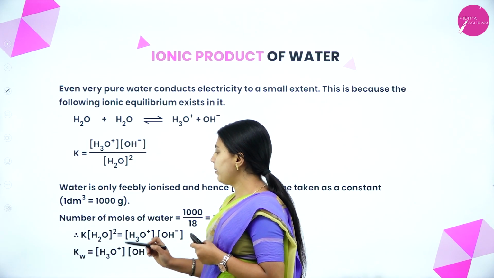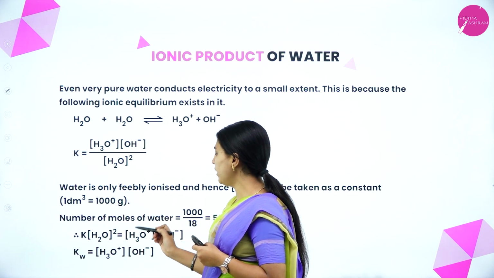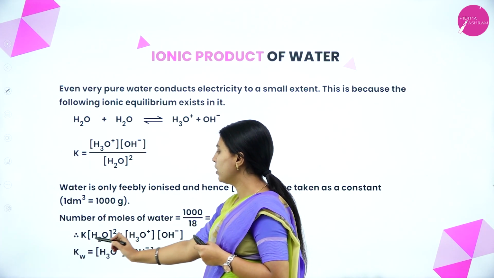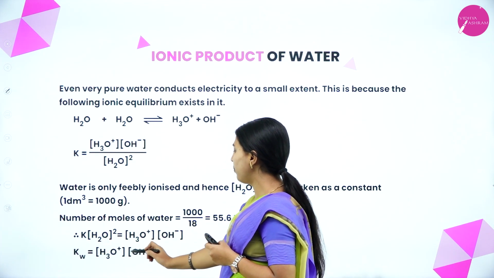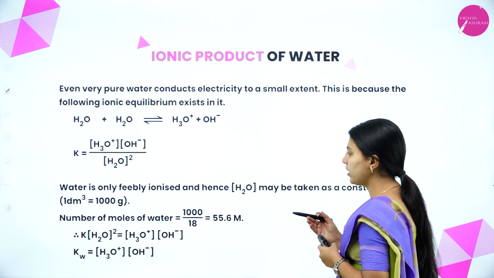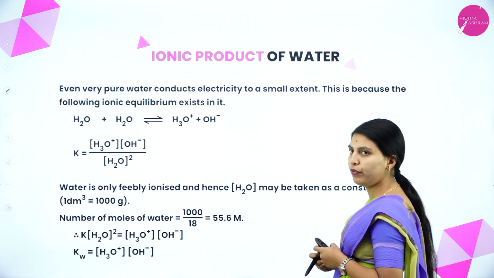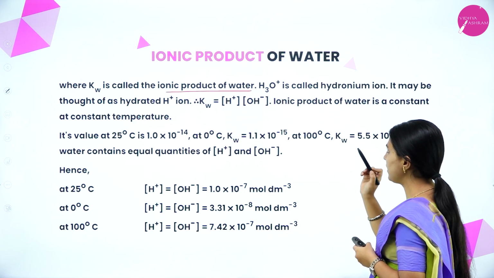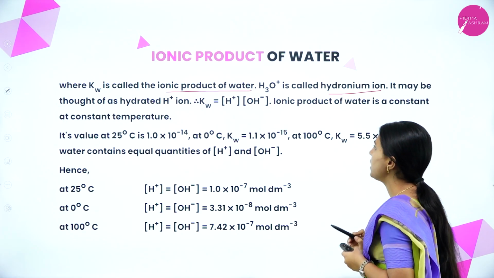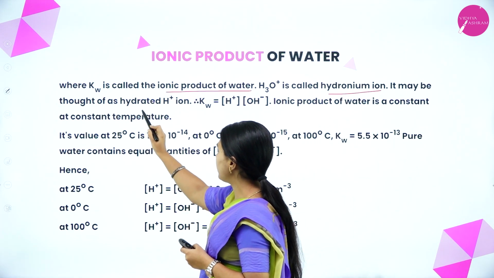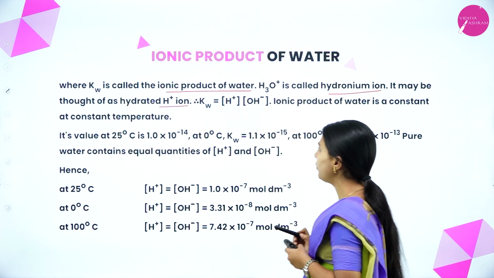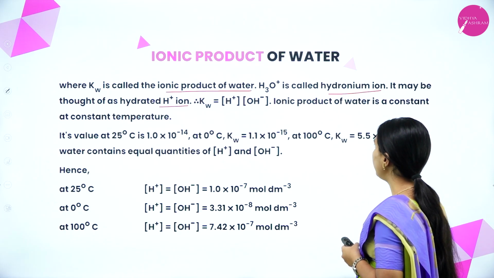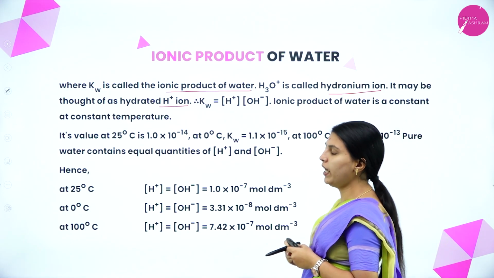Therefore, the equilibrium constant becomes equal to product over reactant. So Kw is equal to the concentration of H3O+ times the concentration of OH-, where Kw is the ionic product of water. H3O+ is the hydronium ion. It may be thought of as a hydrated H+ ion. Therefore, Kw equals the concentration of H+ times the concentration of OH-. The ionic product of water is a constant at constant temperature.